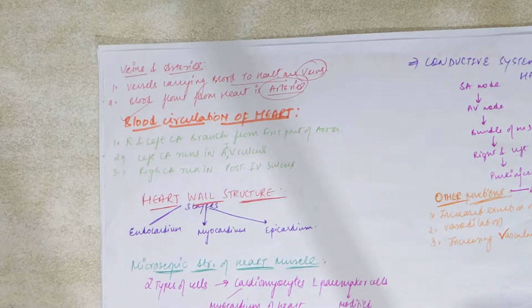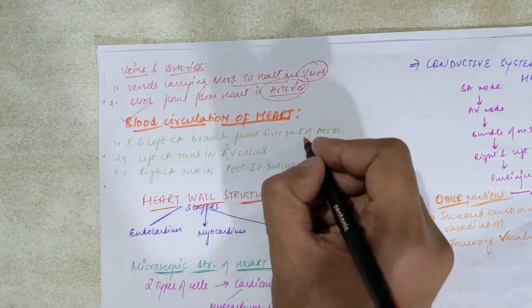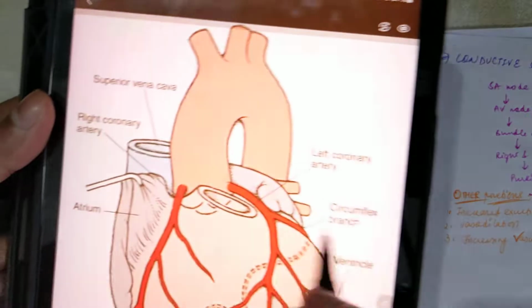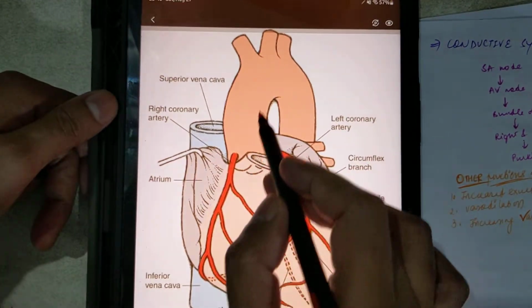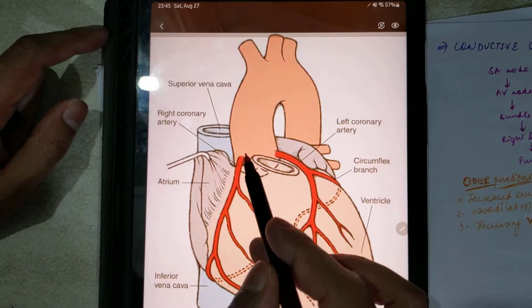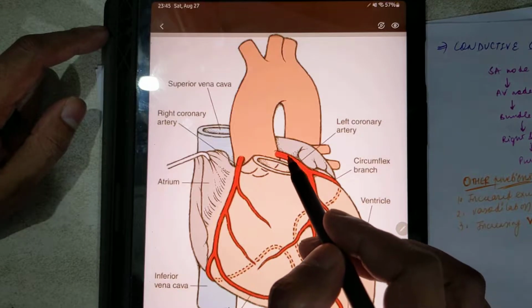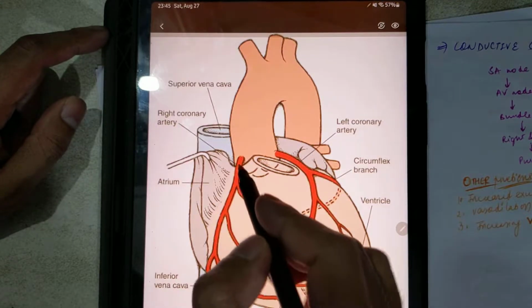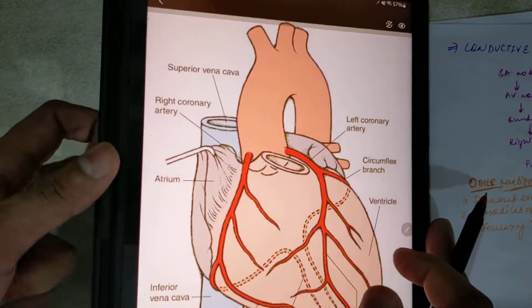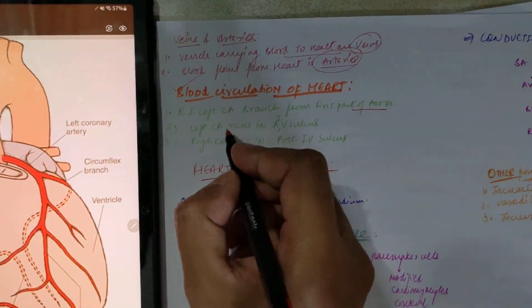So the right and left coronary arteries branch from the first part of the aorta. This is the aorta, you can see it. From here, this is your left coronary artery on the left side, and this is your right side. So they are branching from the aorta. This is the blood circulation of the heart.